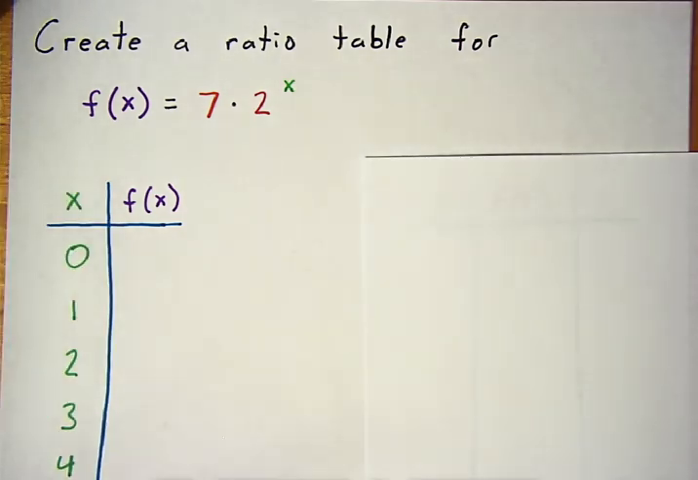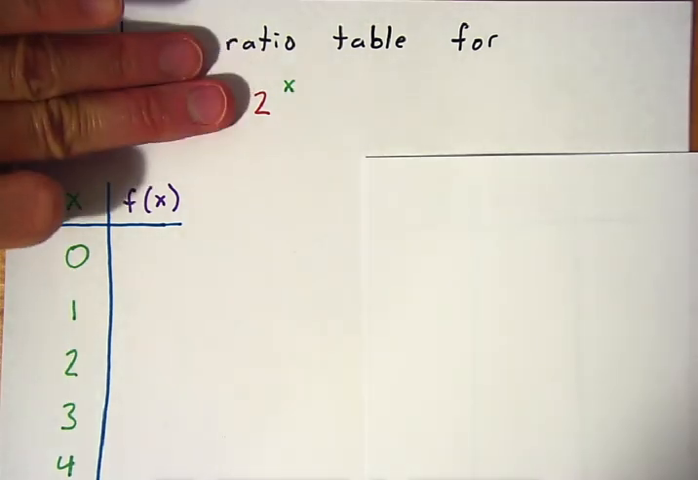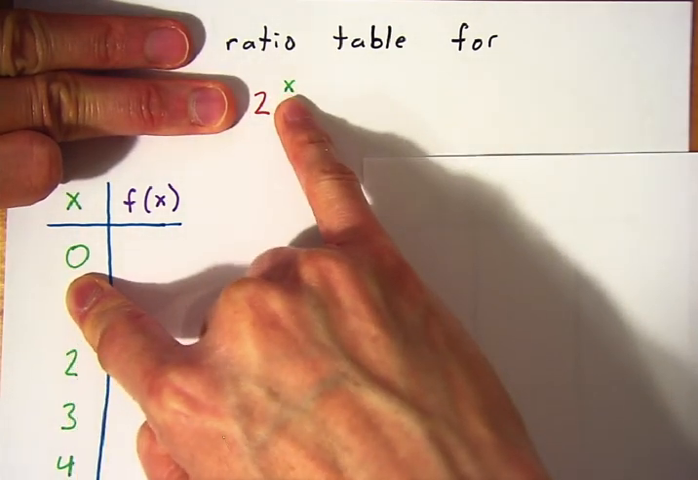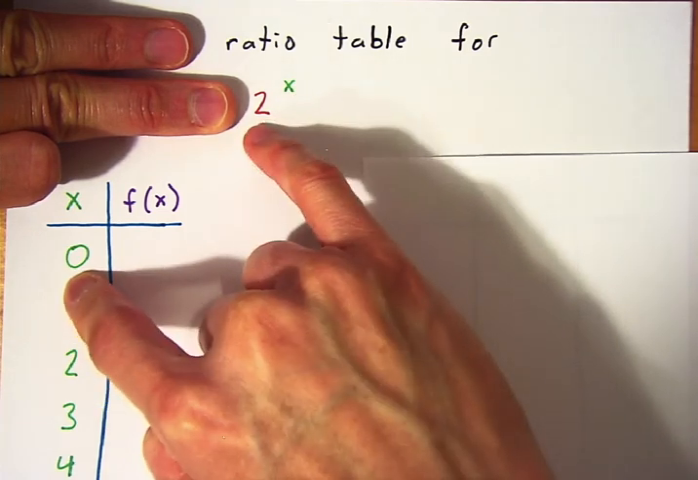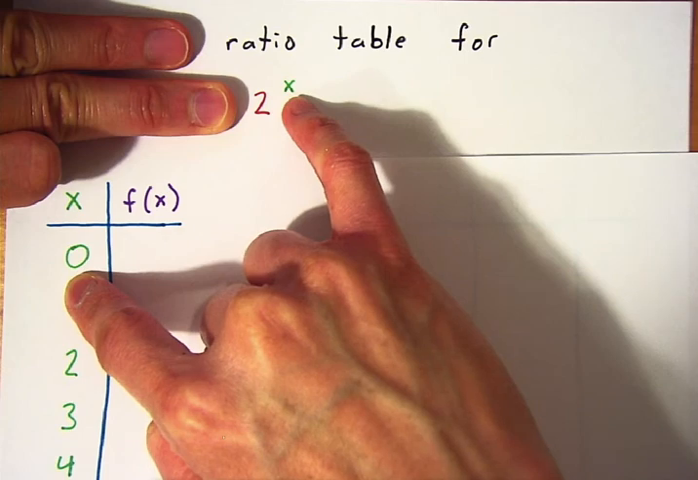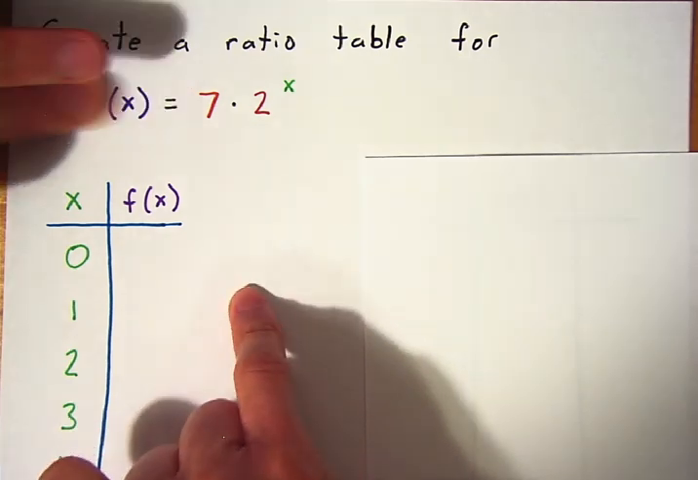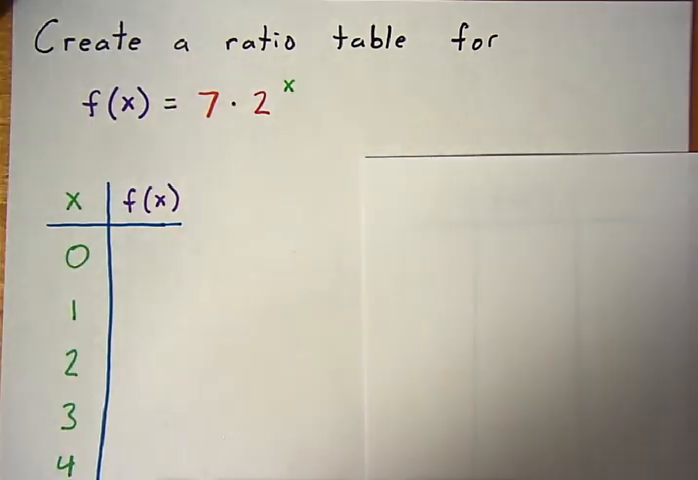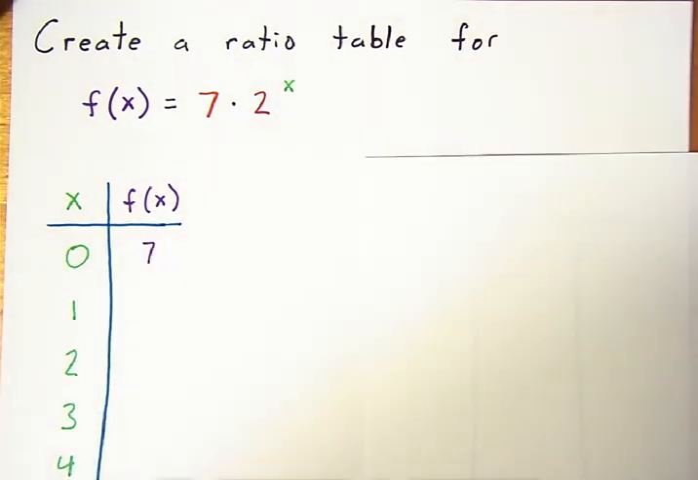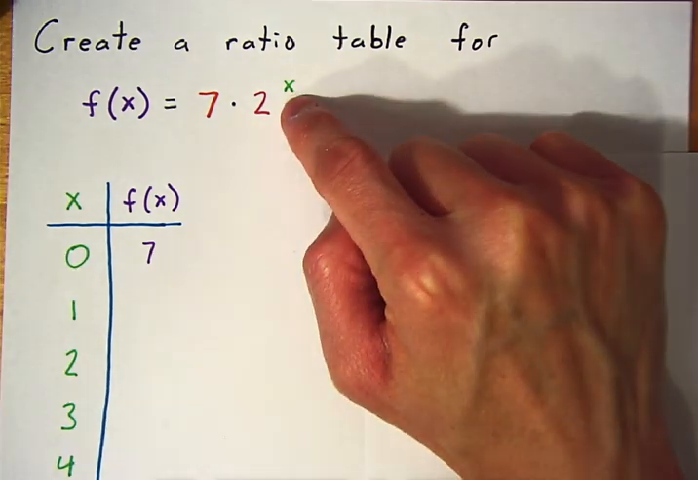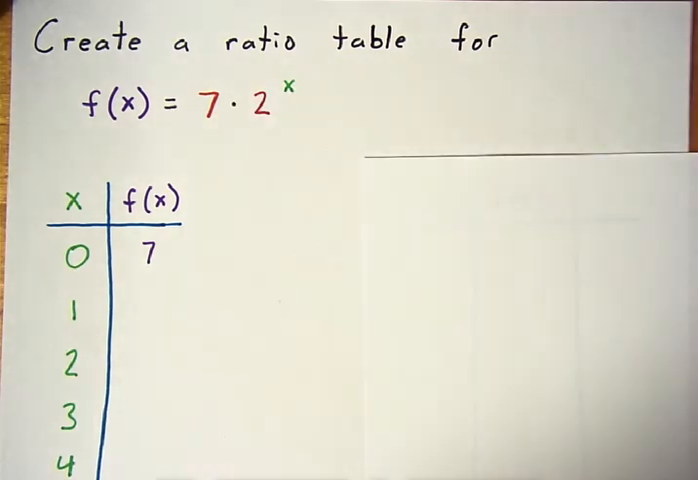Okay, so now if I take my x value and put it into the equation, 2 to the 0 power equals 1, times 7. 1 times 7 is 7. So then your f of x is 7 when x equals 0. Repeat when x is equal to 1. 2 to the 1 power is 2. 2 times 7, 14.